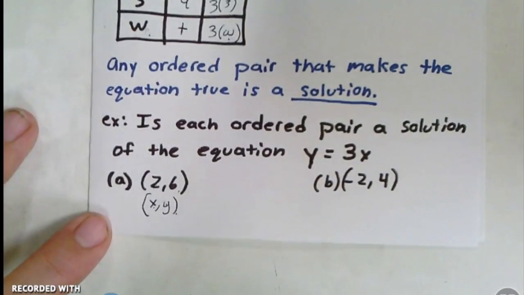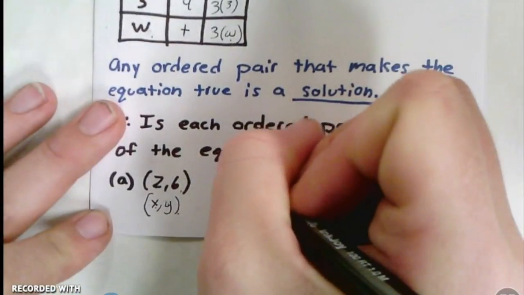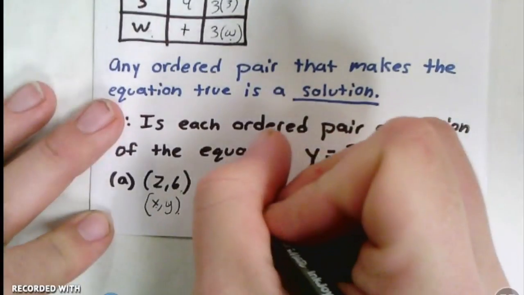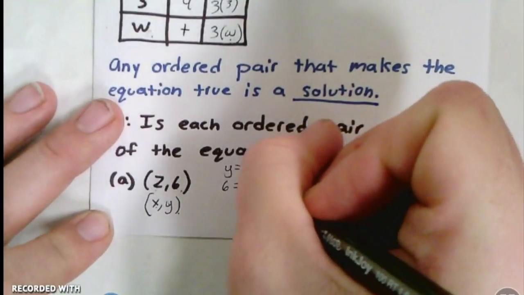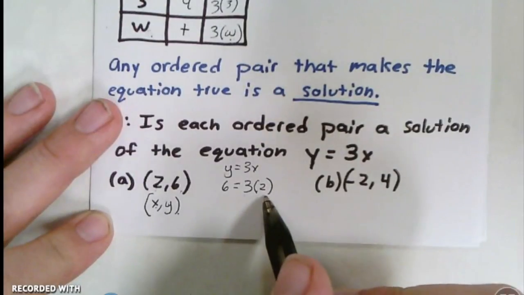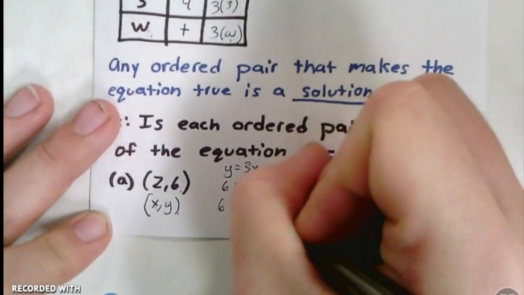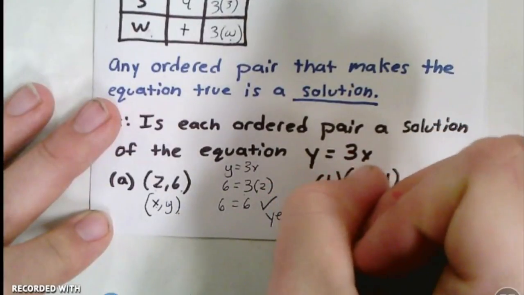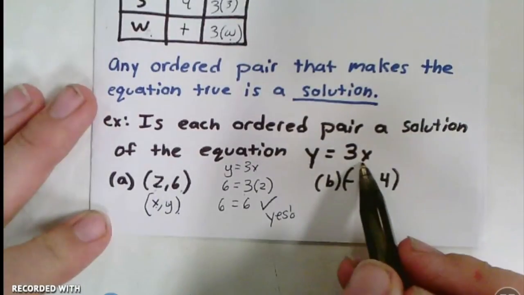And I'm just going to replace it into my equation right here. So I have y equals 3x. I'm going to replace my 6 for y because it's in the y position, and I'm going to replace my 2 for x because it's in the x position. And then I'm going to see if it's true. 3 times 2 is 6. So does 6 equal 6? It does. So therefore, my answer is yes. (2, 6) is a solution of the equation y equals 3x.